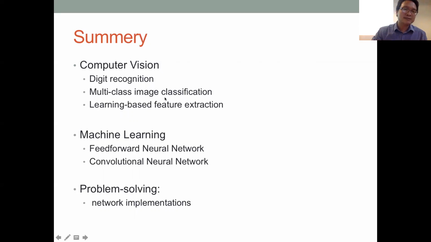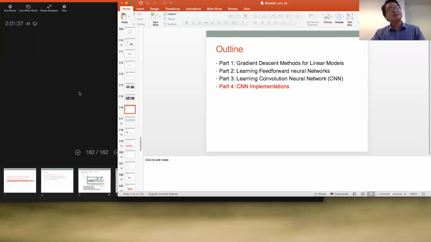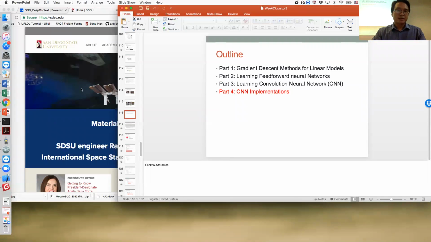But anyway, to summarize, for the computer vision part we talked about face recognition, multiclass image classification, and learning-based feature extraction. For the machine learning part, we talked about the feed-forward neural network and the convolution neural network. For the problem solving part, we talked about the network implementations. This is just on time, but we don't have time to go through the homework fully.